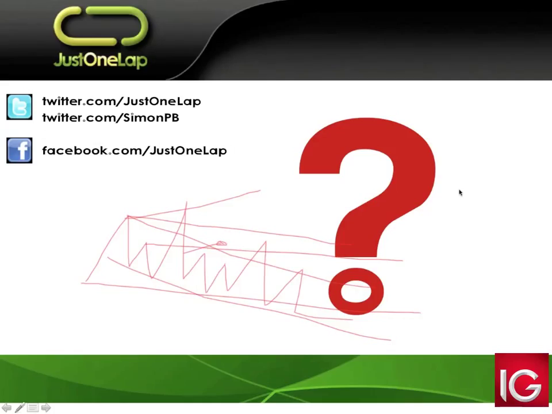But go and check some of the videos on Just One Lap from Warren Peacock. He's got a couple of trading systems, both for Aussie as well as for CFDs. And he's using a variety of different techniques. Go and have a look at his systems. They're tried, they're tested. If you've got questions, you can bang me or Warren a question.